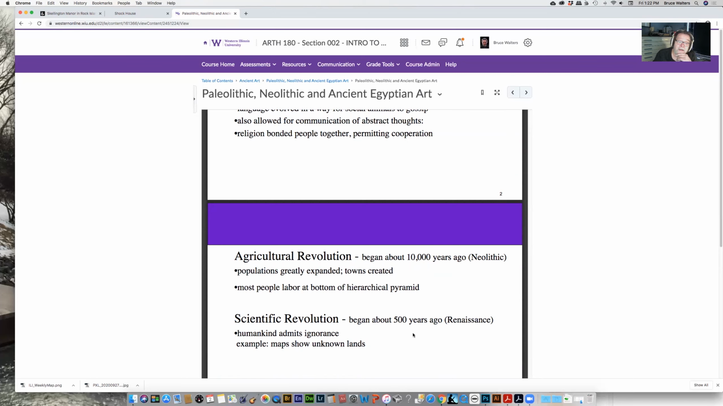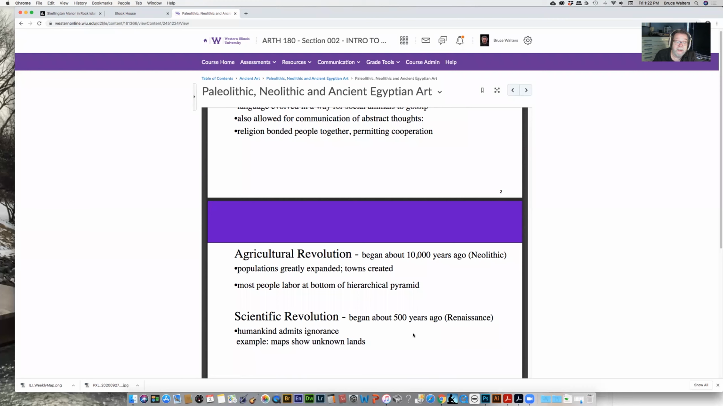The scientific revolution begins about 500 years ago. And this is when humankind admits ignorance. A map would show that we don't know. People would get in ships and find out what is here or there. And initially, obviously, there were mistakes made, but in many ways, that's the path of science, to improve on knowledge and to sort of imagine what this world really is.